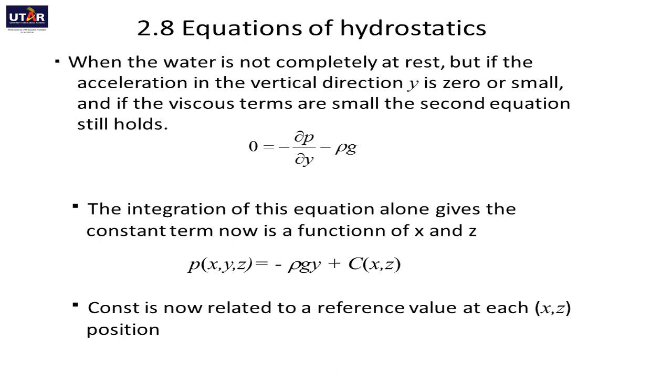Now, when the water is not completely at rest, but the acceleration in the vertical direction y is zero or small, then the equations can be simplified. And if the viscous terms are also small, the second equation still holds. There are many cases, including some complex flows, where the acceleration in the vertical direction is small. Then the hydrostatic pressure distribution given by this equation will still hold.